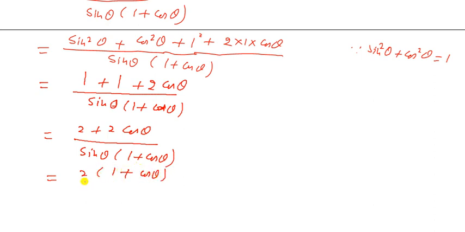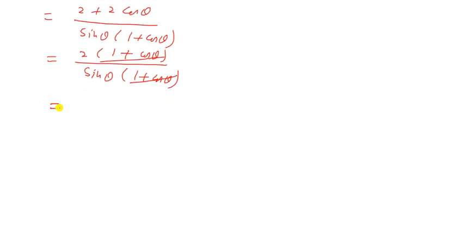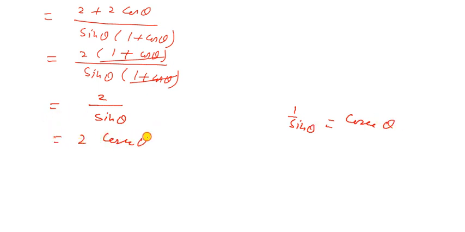Taking 2 as common, we get 2 into (1 plus cos theta), and in the denominator sin theta and (1 plus cos theta). 1 plus cos theta cancels out. So it becomes 2 upon sin theta. As you know, 1 upon sin theta is equal to cosec theta. So it becomes 2 cosec theta, and that is the right hand side of the question, hence proved. It's very easy, so you can do it very well.